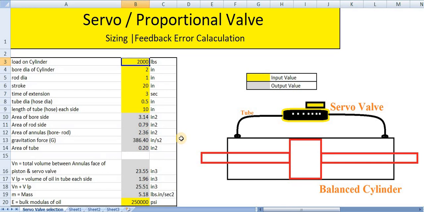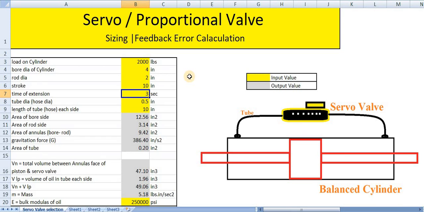So let's say the load on the cylinder. Again, it's a vertical load I'm considering. I'm considering a 2,000 pound load on the cylinder, and it's only on one side. So the load will be over here, and then there is some more load over this area. Then we have to do the same calculation and check the worst case. So I'm taking 2,000 pounds here, and let's say the bore size of the cylinder is 4 inch, the rod size is 2 inch, the stroke is, let's say, 10 inch, and the time of extension is 3 seconds.